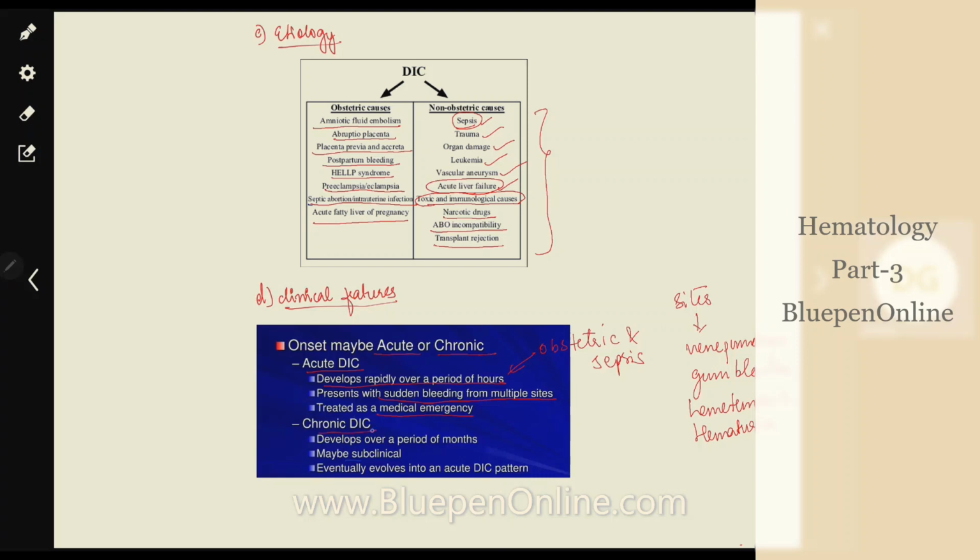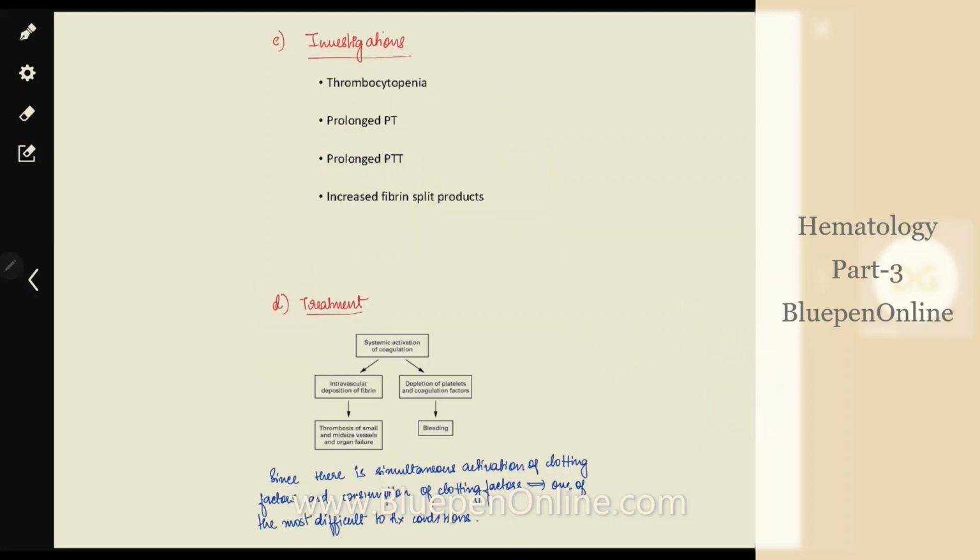Chronic DIC, on the other hand, develops over a period of months, may be subclinical, and eventually evolves into an acute DIC pattern. The investigations in a case of DIC include evaluation of my CBC, which will show decreased platelets, prolonged PT, prolonged APTT, because all my clotting factors are consumed.